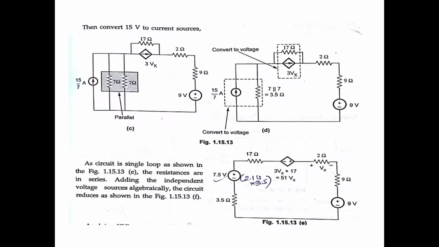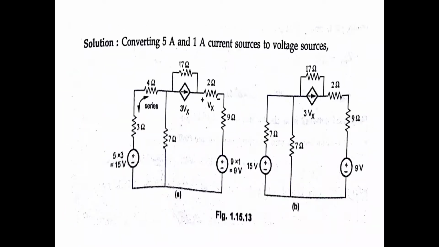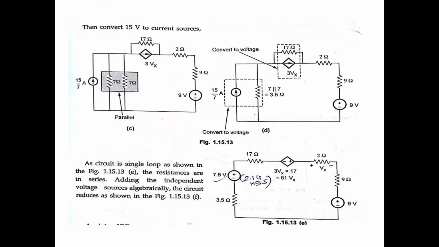Okay, next you convert 15 volts to current source. How to convert? 15 by 7. Why 15 by 7? It means V by R. The 7 ohm is from the previous, 4 plus 3, 7. Okay, next 15 by 7, 7 ohm as it is, 7 ohm as it is. These two are parallel, first 7 ohm, next 7 ohm. You calculate 3.5.